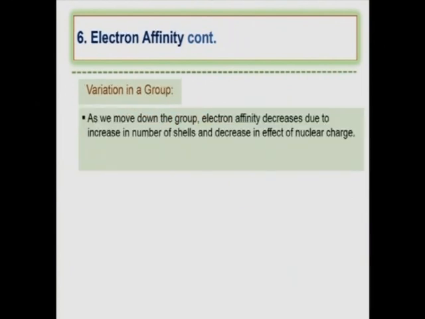What happens in a group now? In a period, we know that electron affinity increases when we move from left to right. In a group, electron affinity decreases due to the increase in number of shells and the decrease in effect of nuclear charge.